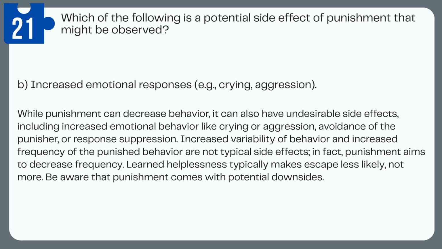Answer: B. Increased emotional responses, example, crying, aggression. While punishment can decrease behavior, it can also have undesirable side effects, including increased emotional behavior like crying or aggression, avoidance of the punisher, or response suppression. Increased variability of behavior and increased frequency of the punished behavior are not typical side effects. In fact, punishment aims to decrease frequency. Learned helplessness typically makes escape less likely, not more. Be aware that punishment comes with potential downsides.